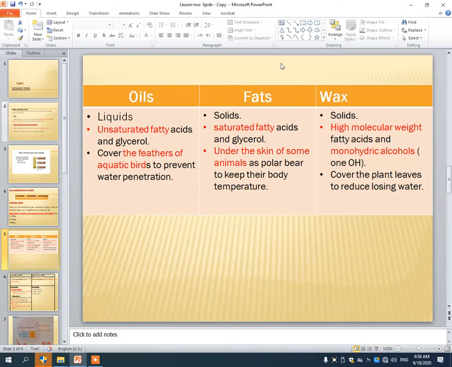So here we have three types of simple lipids: oil, fats, and wax. Oils are liquid, fats solid, wax solid. Oil: unsaturated fatty acid and glycerol. Fats: saturated fatty acid and glycerol. Wax: high molecular weight fatty acid and monohydric alcohol. Okay, oil covers the feathers of aquatic birds, fats are under the skin of some animals, and wax covers plant leaves.